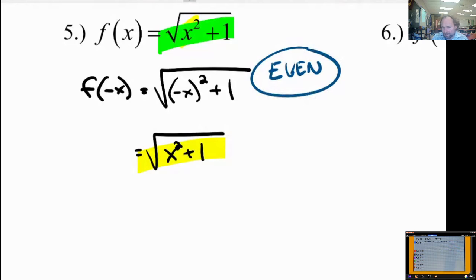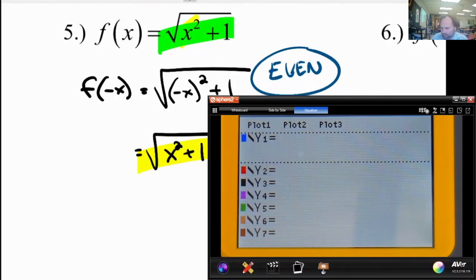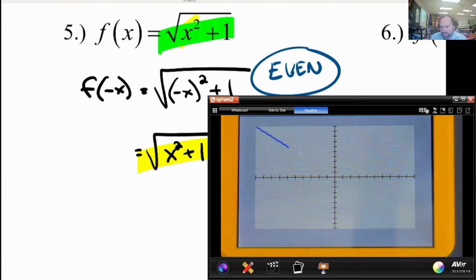And you know, just because I have the calculator right here, let's graph it really fast, and I'll show you exactly what's going on here. Square root of x squared plus 1. If we graph this on our standard window, you'll notice that it does, in fact, have y-axis symmetry. It's an even function.